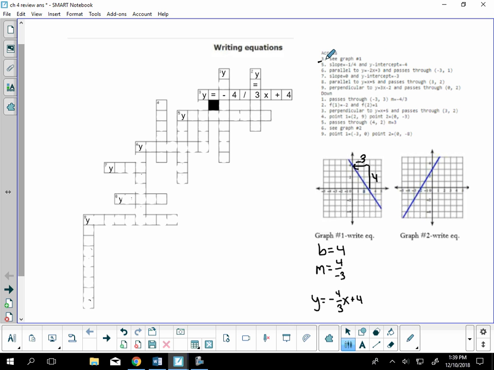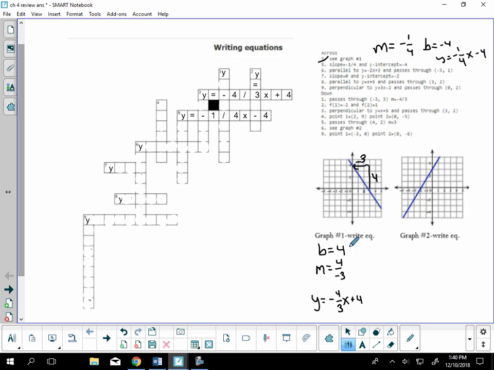Let's go ahead and do 5 across. The slope is -1/4 and the y-intercept is -4. Same type of problem, y equals mx plus b. So my m is -1/4. My b is -4. So you would just write y equals -1/4 x minus 4. So when I do that, that is what it will look like.